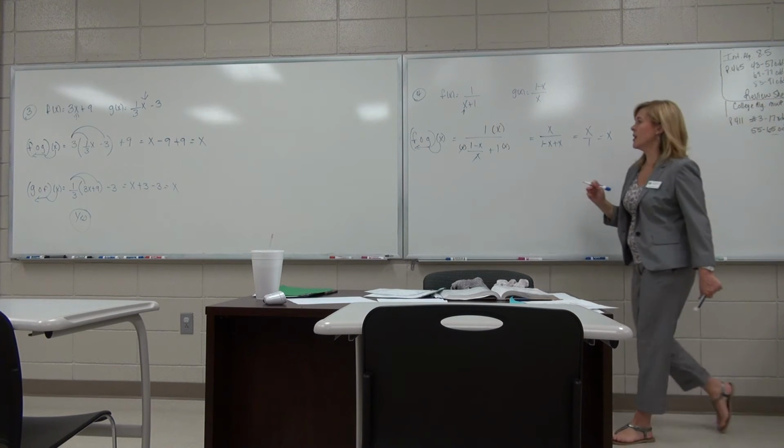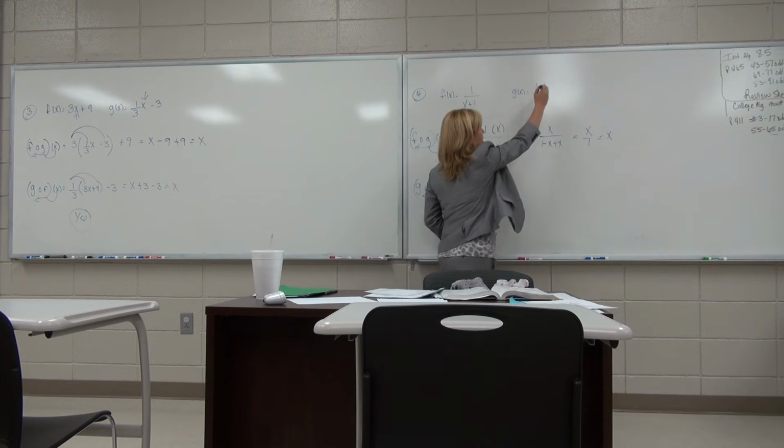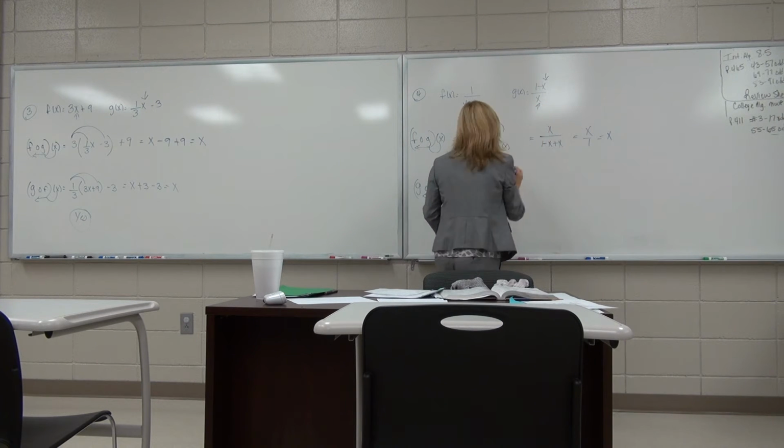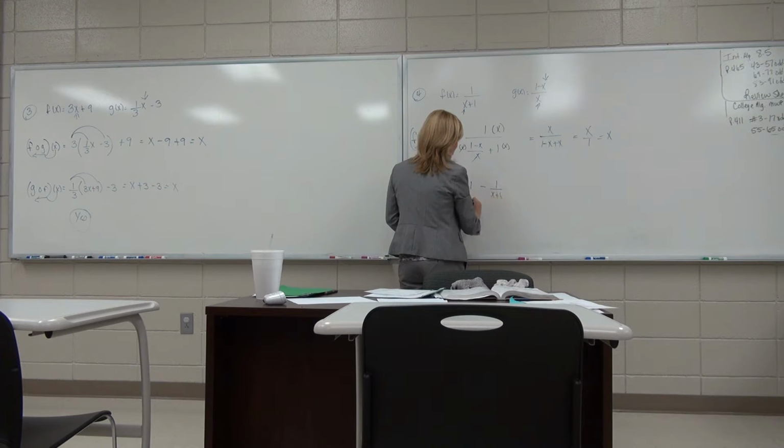Now let's see if we can go the other way. Let's find g composed of f of x. So you put your f function into your g function. Well, our g function's got 2 x's, so we'll have to put it in both of those. That's going to be 1 minus 1 over x plus 1, all over 1 over x plus 1.